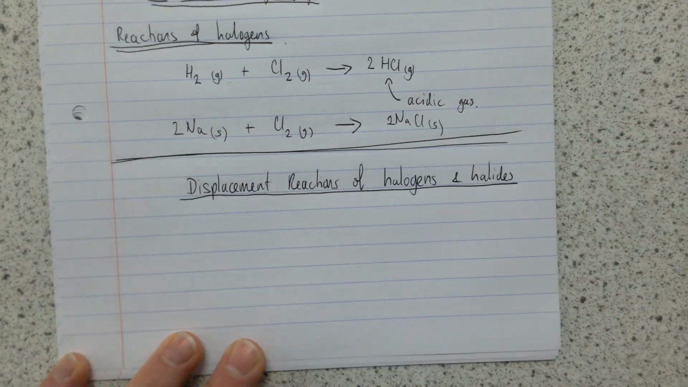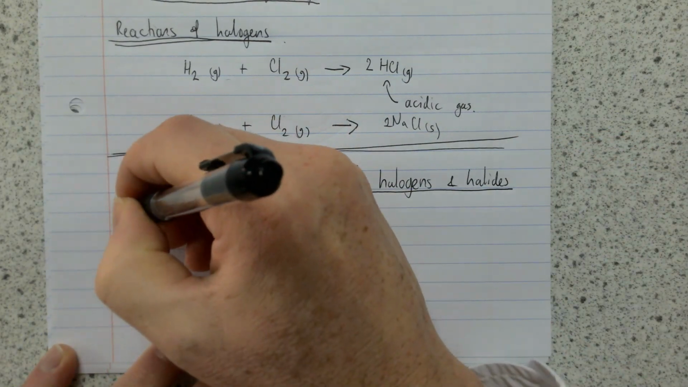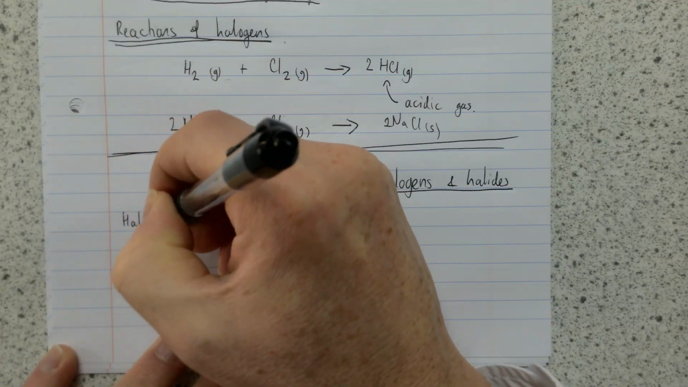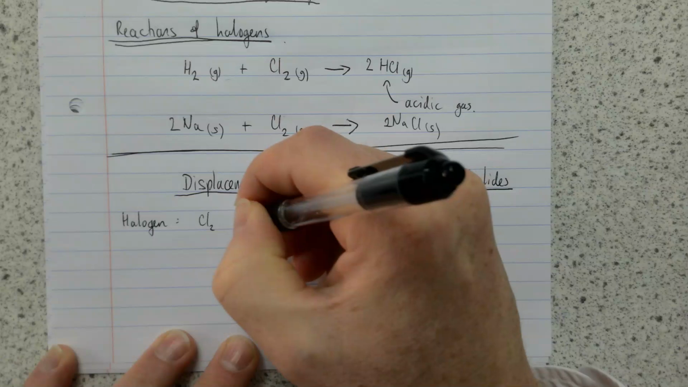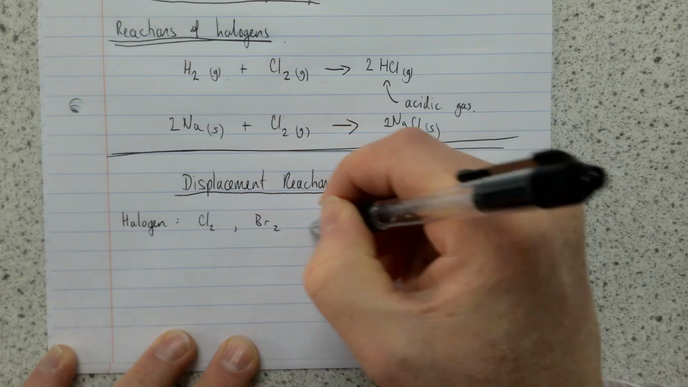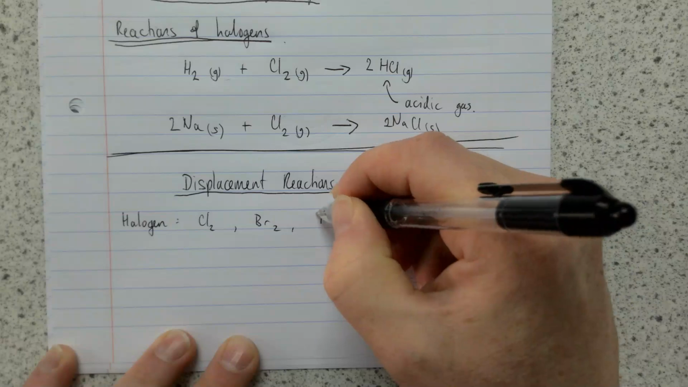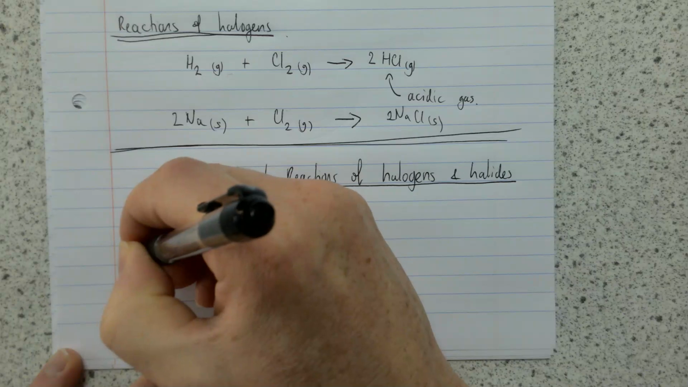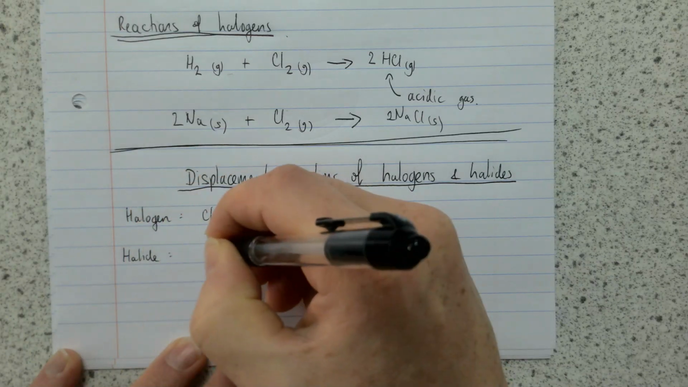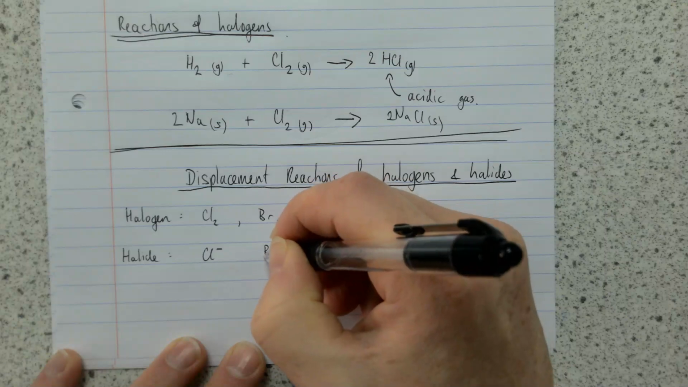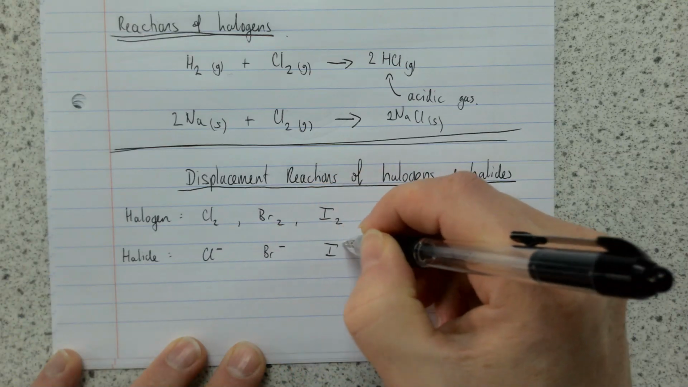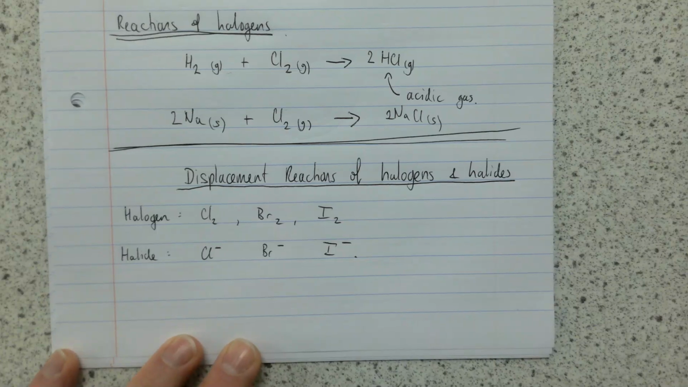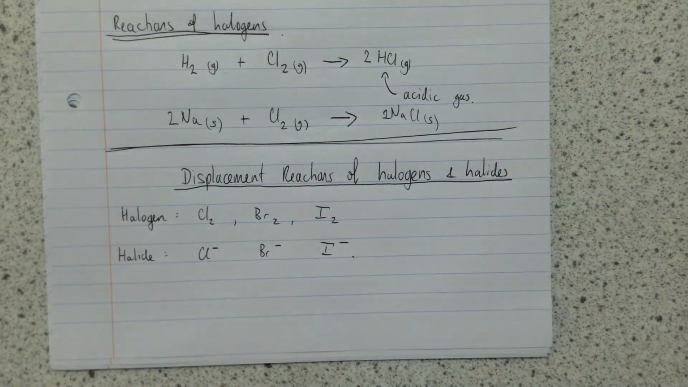So let's be really clear first of all what I mean by halogen. By halogen I mean Cl2, Br2 and I2. And by halide I mean chloride, bromide and iodide. It will make no sense, any of this, unless you're clear in your head what we mean by those substances there.